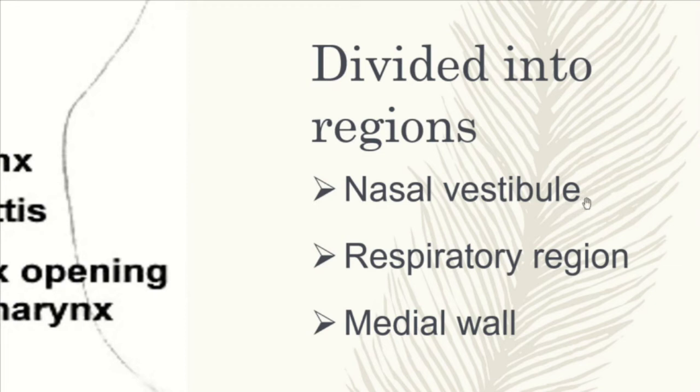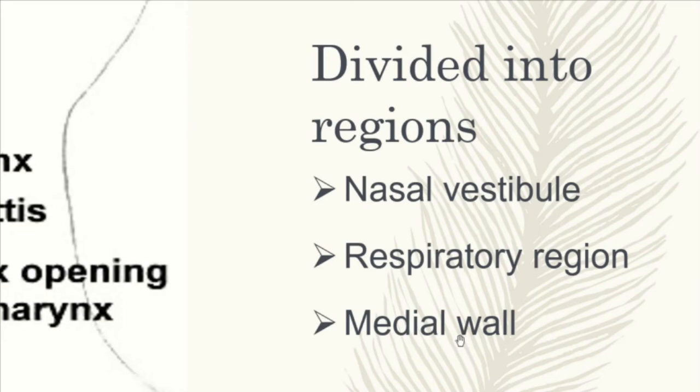It is lined with a stratified squamous epithelium, and it has sebaceous glands that produce sebum. Sebum is a form of oil. The purpose of this sebum is to entrap particulate matter, or any dirty foreign substances that may enter your nasal cavity and your respiratory system. Next, we have your respiratory region, which is the largest part of the nasal cavity, about two-thirds. It's lined with the respiratory mucosa. It constitutes most of the volume of the nasal cavities. And last, we have the medial wall, which is called your nasal septum.